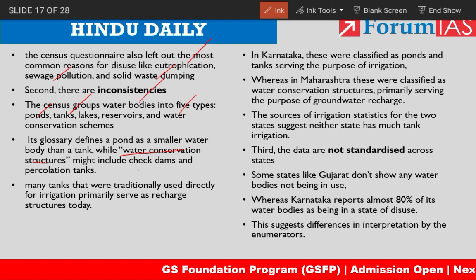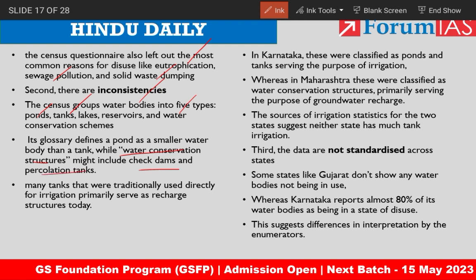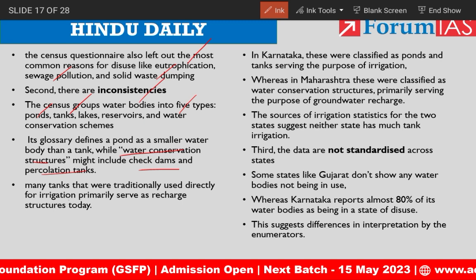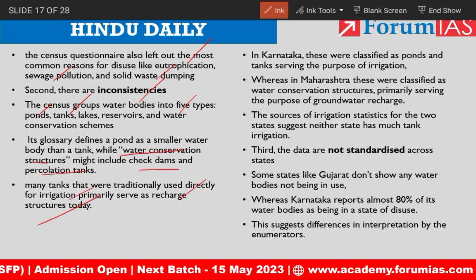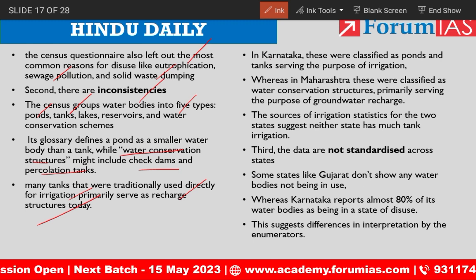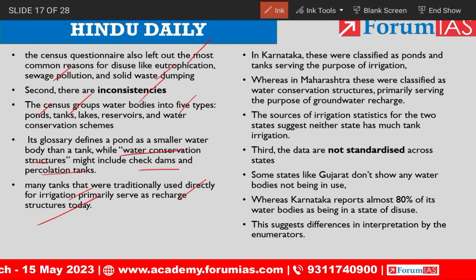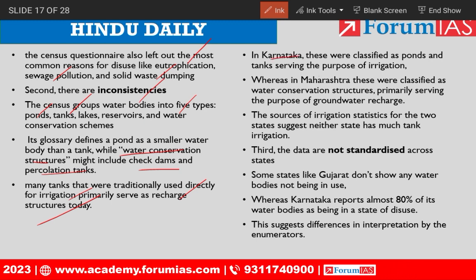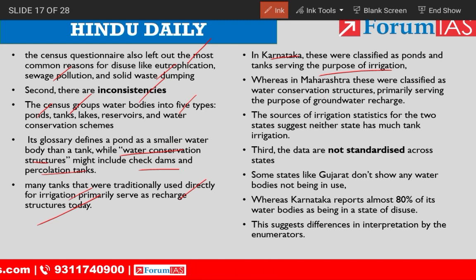But what they do not know is many tanks that were traditionally used for irrigation purposes also served as recharge structures. So this classification, the author is telling, is not right. See, in Karnataka, these were classified as ponds and tanks serving the purpose of irrigation, whereas the same ponds and tanks in Maharashtra were classified as water conservation structures, primarily serving the purpose of groundwater recharge.